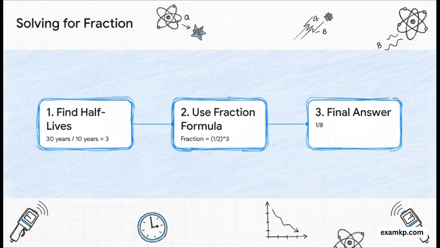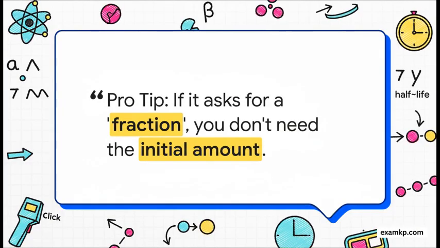First, we do the same thing, find the number of half-lives. So 30 years divided by 10 years is 3. 3 half-lives. And since the question only wants the fraction that's left, we just need to calculate 1/2 to the power of 3, which is, you guessed it, 1/8. And we're done.